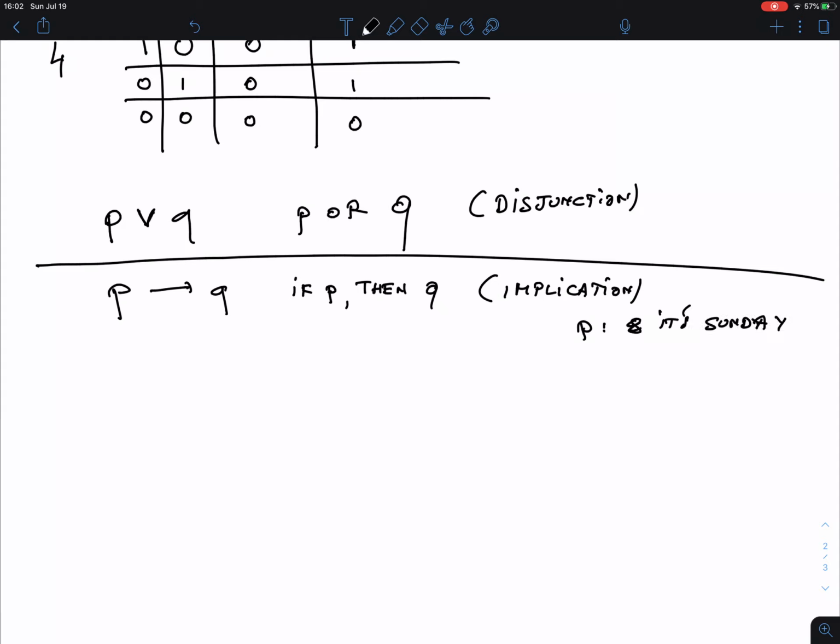So this is false. We call this the premise, and we call this the conclusion. If the premise is true but the conclusion is false, then the implication is false, and it was not a true implication. Now comes a little bit trickier thing.